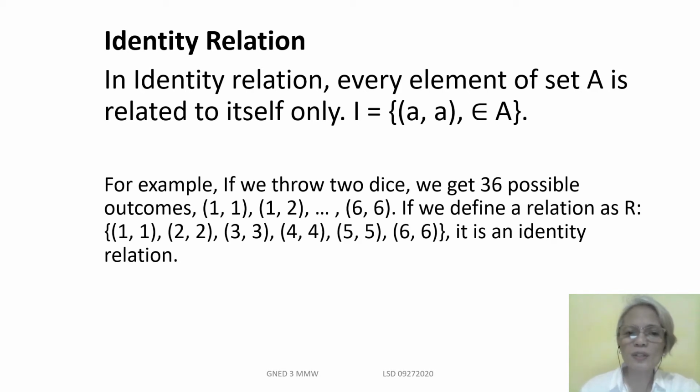So there are 36 possible outcomes. We have (1,1), (1,2), and so on, no? If you count all of these, there are 36 possible outcomes. However, we only want the identity element. So what is the identity element? Both dice have the same outcome. So you have (1,1), (2,2), (3,3), (4,4), (5,5), and (6,6). So there are only six possible identity relations.